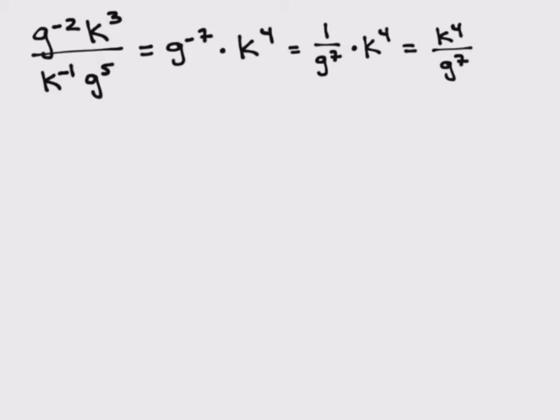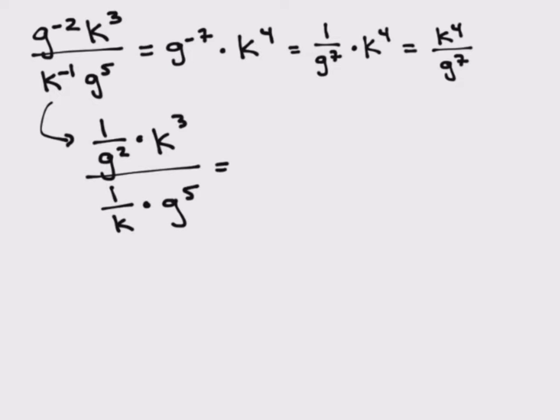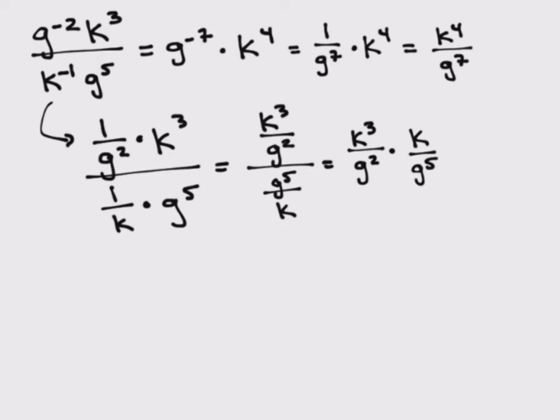So for instance, and now we can do that actual multiplication and we'll end up with a fraction over a fraction. And we know how to divide fractions. We simply multiply the numerator by the reciprocal of the denominator. And it's no surprise that when we multiply these, we're going to end up with k to the fourth over g to the 7th.